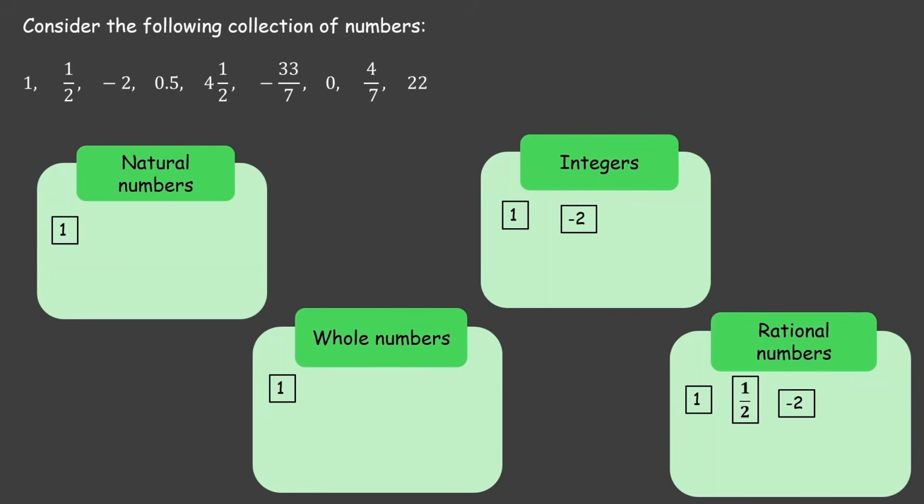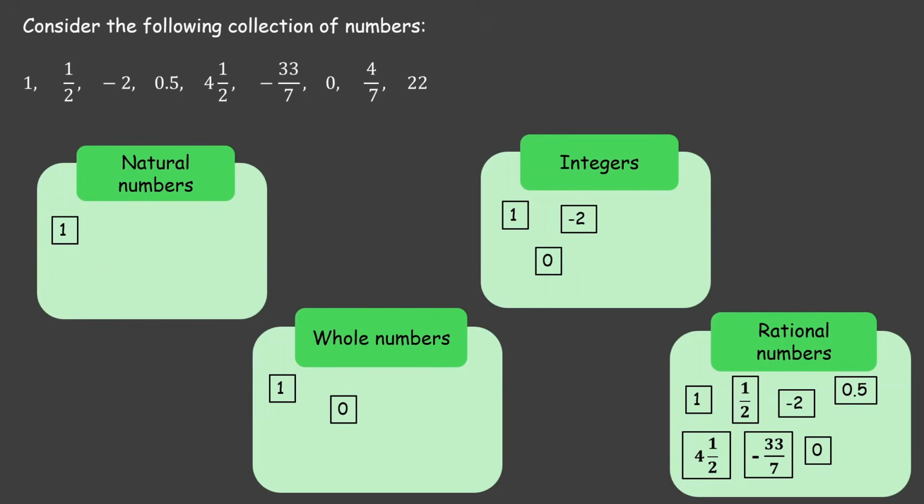Then we have 0.5, which is actually 5 by 10 and simplified to 1 by 2, which is again a rational number. Then we have a mixed fraction, 4 1 by 2. So this is 2 into 4, 8 plus 1, 9. 9 by 2, which is also a rational number. -33 by 7 is again a rational number. 0, it is a whole number, an integer, and a rational number. 4 by 7 is a rational number. 22, it's a natural number, a whole number, an integer, and a rational number.